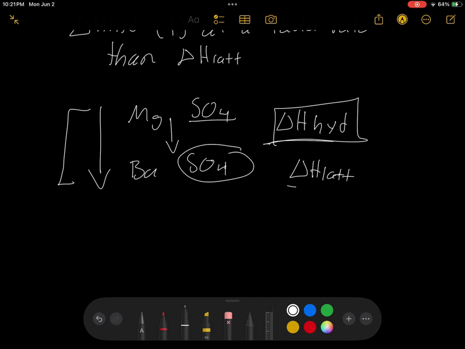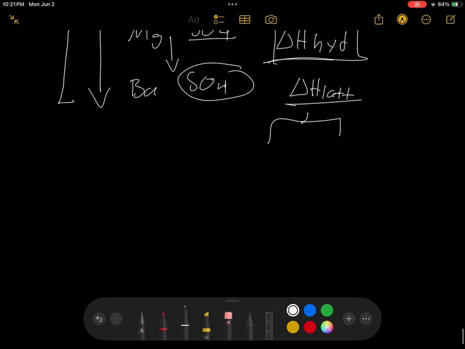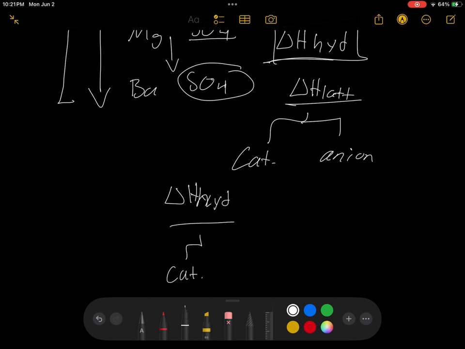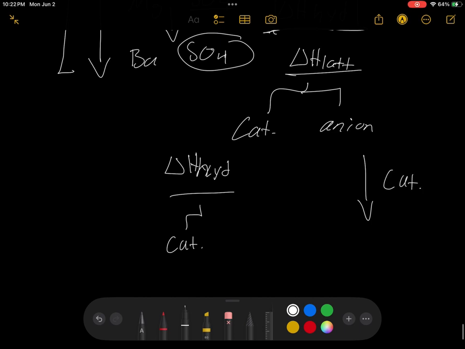Basically, okay, right. Delta H lat is influenced by both the cation and anion, right? Delta H hydration is only primarily influenced by the cation. So as we're going down the group, the only thing that's changing is our cation. We're going from Mg2+ to Ba2+, right?